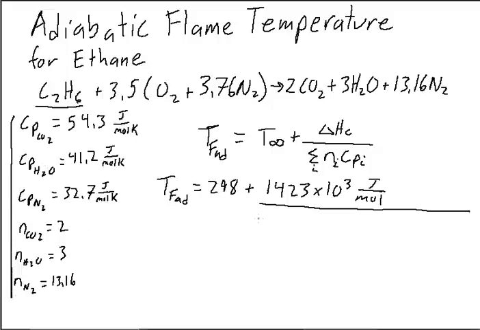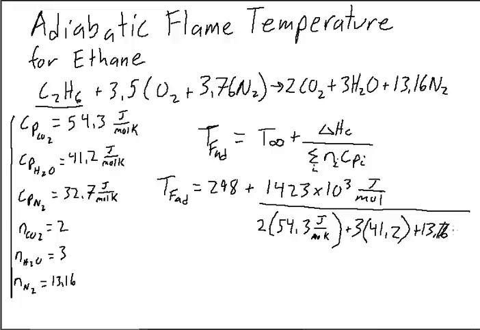So for CO2 we have 2 moles times a specific heat of 54.3 joules per mole Kelvin, and this is specific heat at constant pressure, I got that wrong, constant pressure, plus 3 times 41.2 plus 13.16 times 32.7. Running out of space, okay.